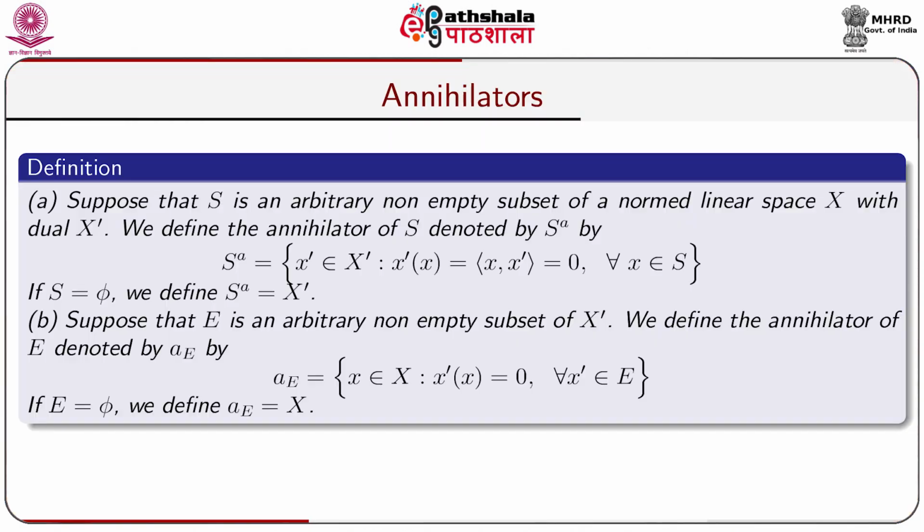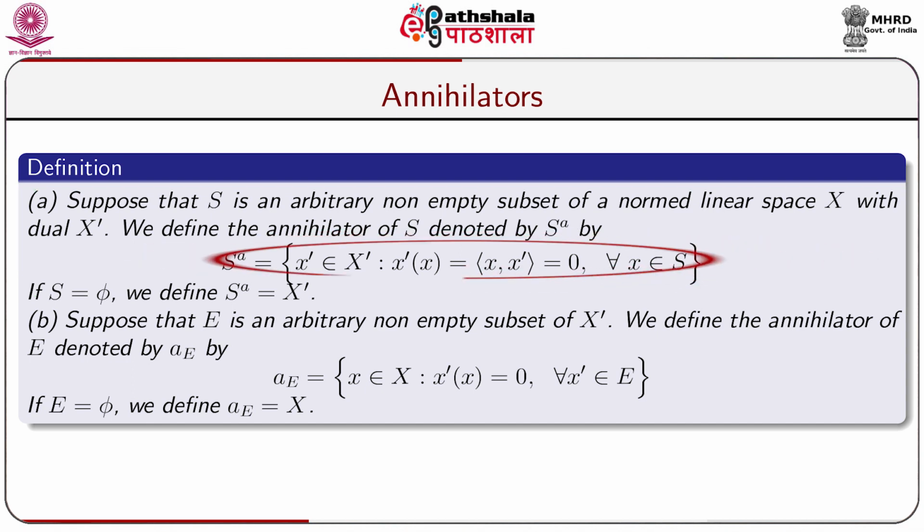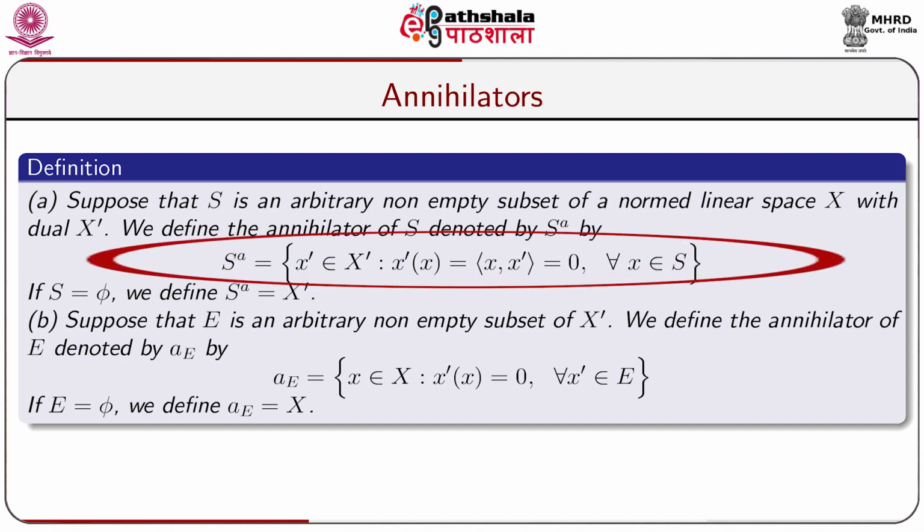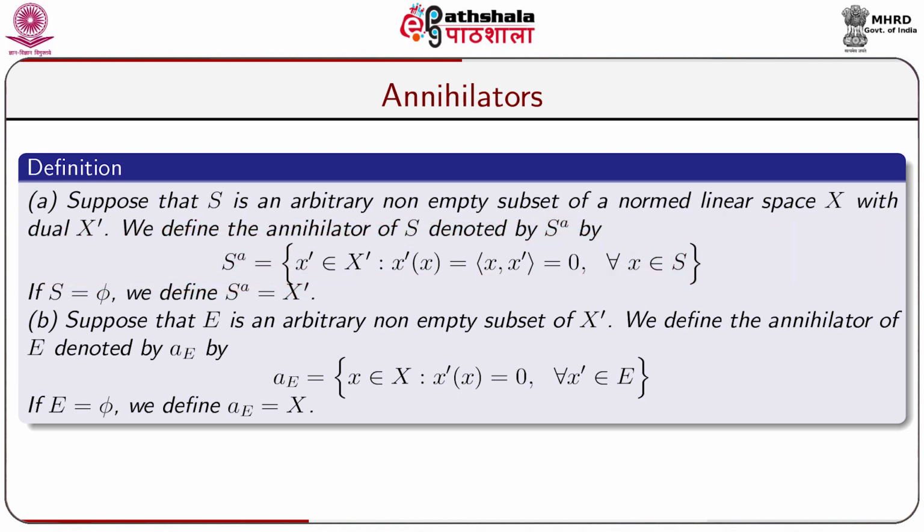Let us take a definition. Suppose that S is an arbitrary non-empty subset of a normed linear space X with its dual X'. We define the annihilator of S, denoted by S^A, by S^A equal to the collection of all functionals x' belonging to X' such that x'(x) equal to 0 for all x belonging to S. If S is empty, we define S^A equal to X'.